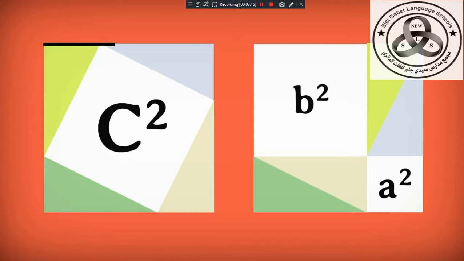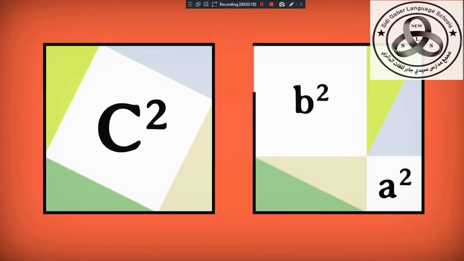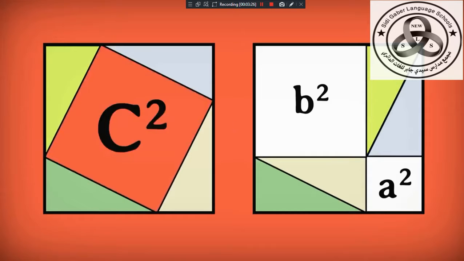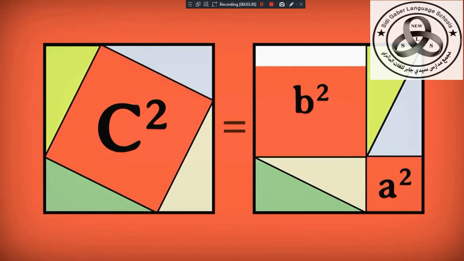Here's the key. The total area of the figure didn't change, and the areas of the triangles didn't change. So the empty space in one, c squared, must be equal to the empty space in the other, a squared plus b squared.